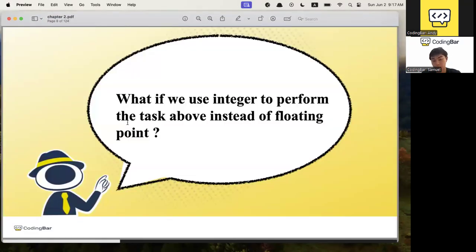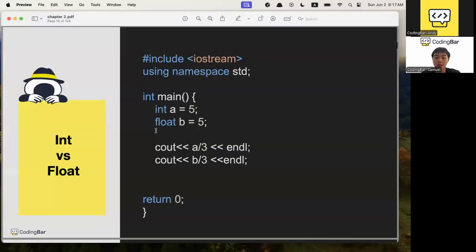Okay, so something to think about. What if we use integer to perform the task above instead of floating point? For example, we have this program. So we define integer a equal 5 and float b equal 5. And then we let them divide by 3. What will happen? Let's try this now on playground.